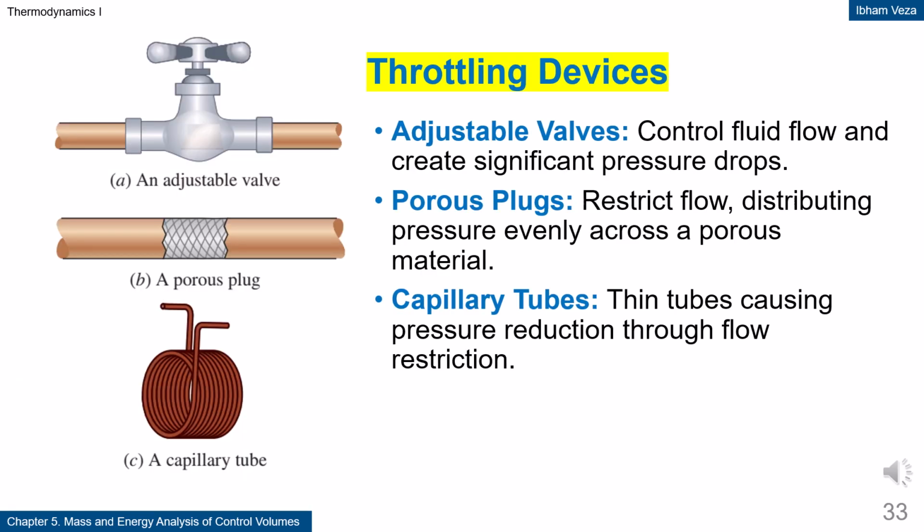Throttling devices. Throttling devices are used to significantly reduce fluid pressure. Valves, porous plugs, and capillary tubes are common examples of such devices. This process usually produces no work and involves no significant heat transfer. The main effect of throttling is a pressure drop without mechanical energy change. These devices are very important in refrigeration and cooling systems.